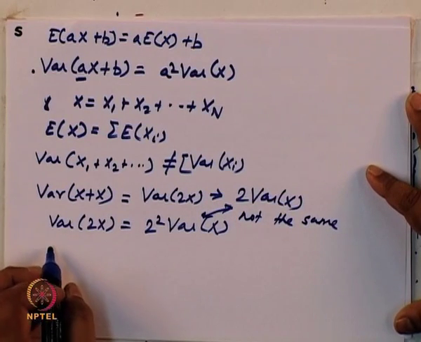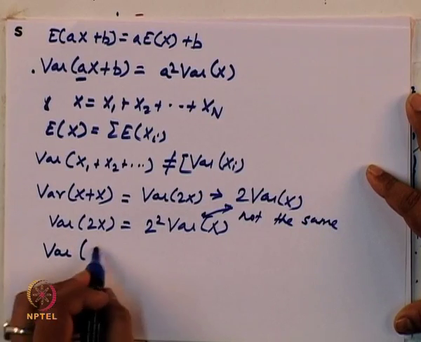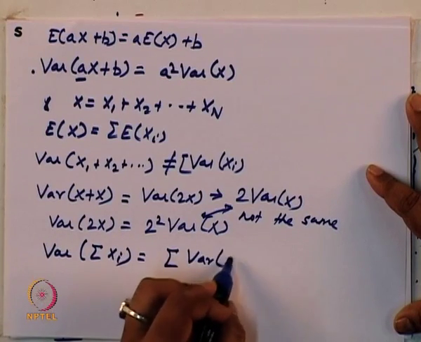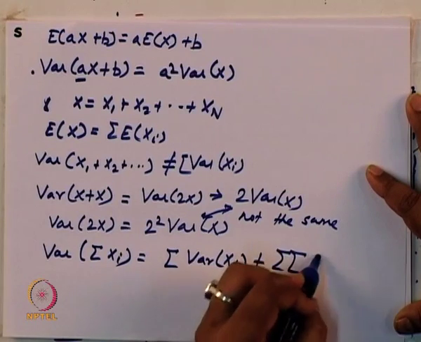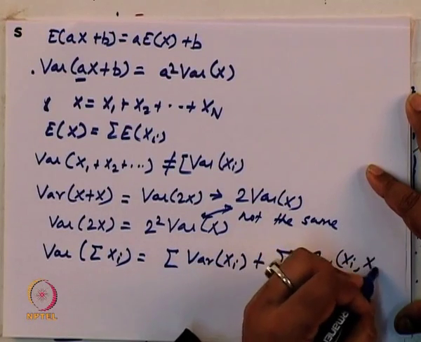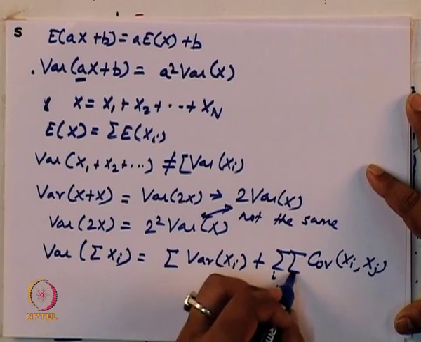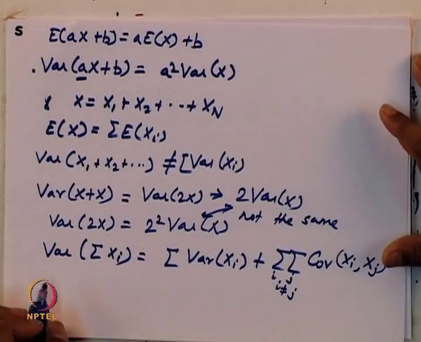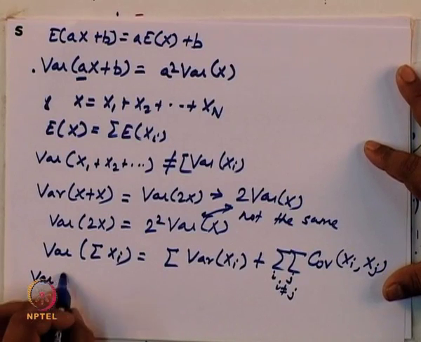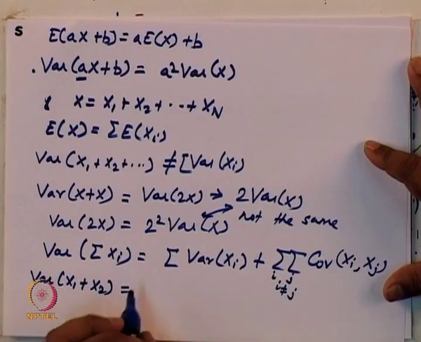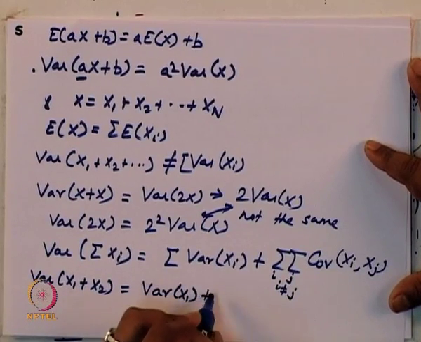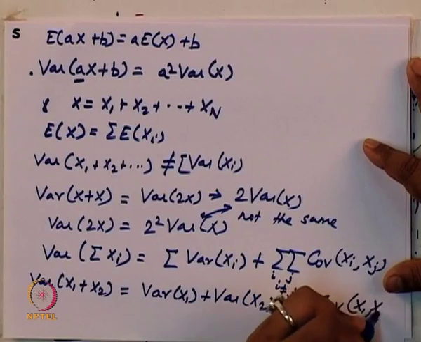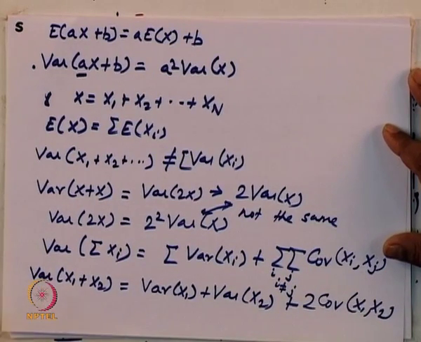However, in the general case, I am not going to derive this equation. You can write variance of summation of Xi as summation of variance of Xi plus a double summation over i and j, and this expression has to be computed for i not equal to j. So this is the general case. If I have two variables, variance of X1 plus X2 becomes variance of X1 plus variance of X2 plus twice covariance of X1 comma X2.